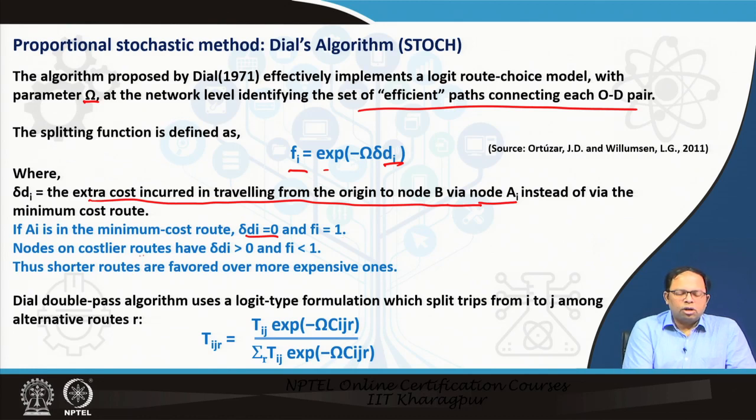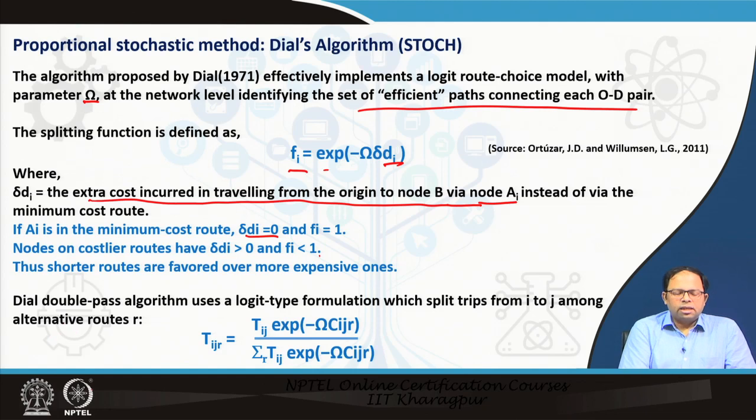And nodes on costlier routes have delta di greater than 0 and Fi lesser than 1. So that means if there is extra cost, then there are multiple routes, and then there is a split. So that's why Fi is lesser than 1. Of course, shorter routes are favored over more expensive ones.